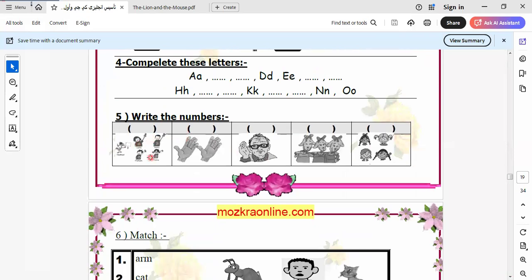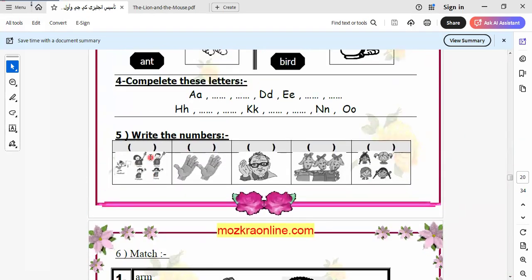Let's count here. Here is counting and writing numbers. Here is 1, 2, 3, 4. I write 4 here. Here is 2, 1 and 2. Here is 1, 2, 3, 4, 5. Here is 3. Here is 4. Okay, 1, 2, 3, 4. 1, 2, 3. Here is 1.